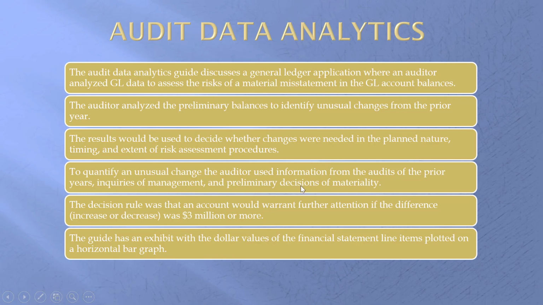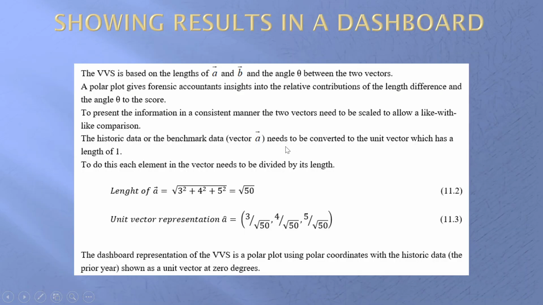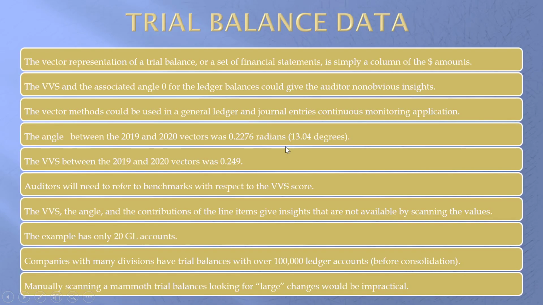Here we go. So that example has only 20 general ledger accounts. I've seen companies with huge numbers of ledger accounts. This could be 80,000, no problem, 100,000 ledger accounts. And what we would do is we would actually use this vector variation score to identify large changes from period to period. In fact, I've done that with a company, and we had some positive results with our pilot study.